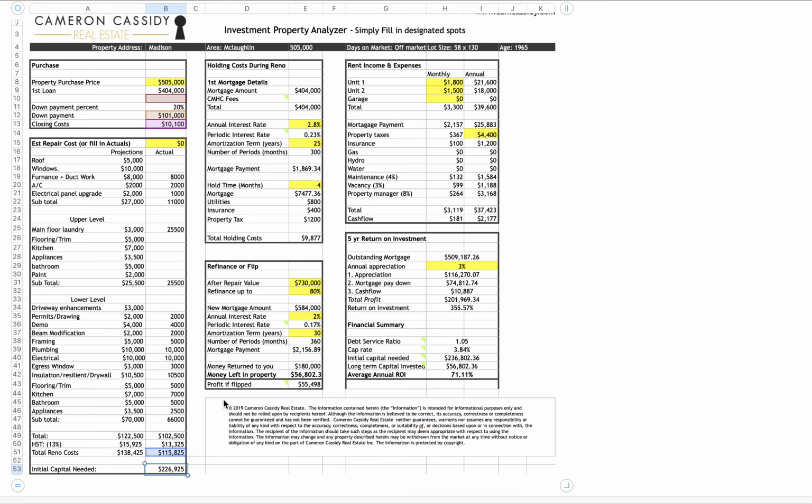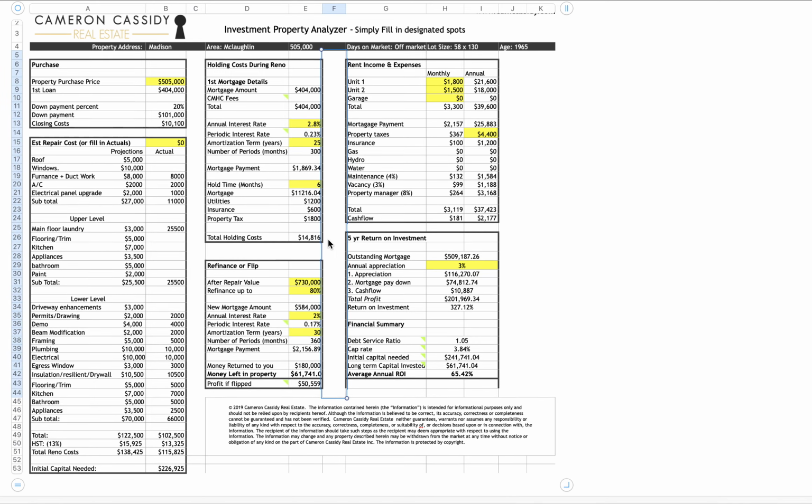This second box here then gives you kind of what your holding cost is going to be during the rental. So what your interest rate is. You're going to have your mortgage, utilities, insurance, property tax. So you can adjust if it's going to be a 4-month rental or a 6-month rental. You'll see that it'll adjust the entire sheet really coming right back from the ROI, but more specifically just those holding costs that you're going to have.